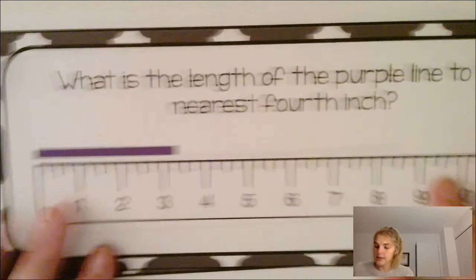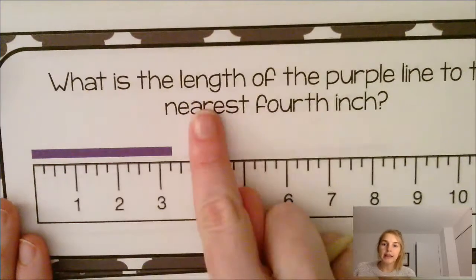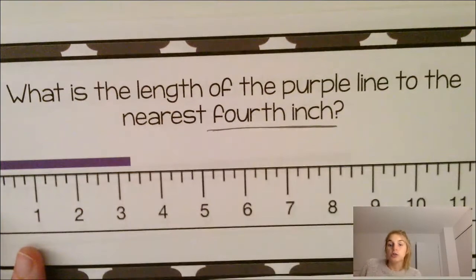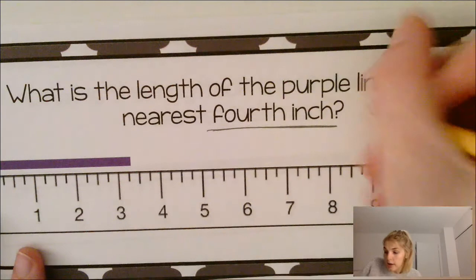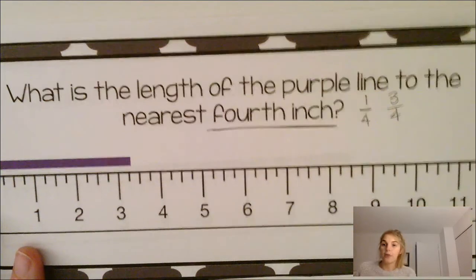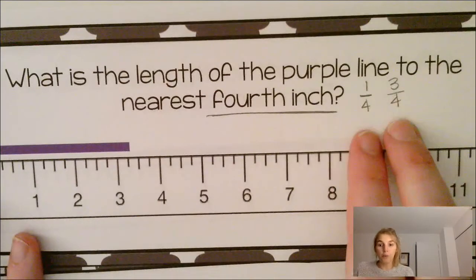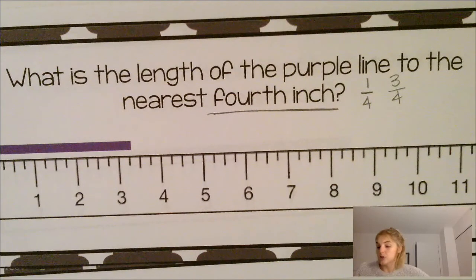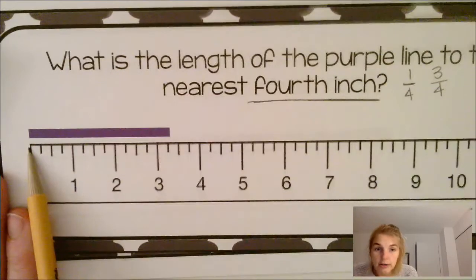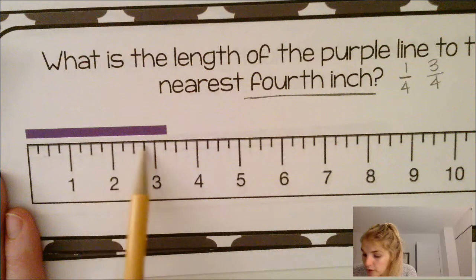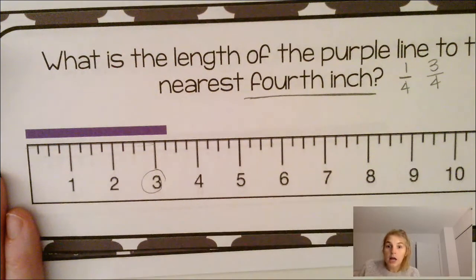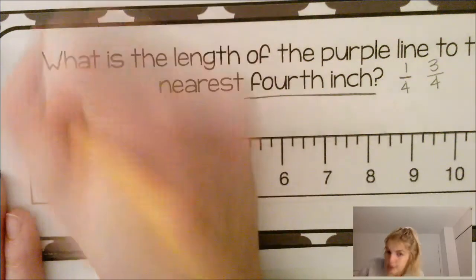Now let's see what this one says. It says, what is the length of the purple line to the nearest 4th inch? So remember, 1/4 of an inch is talking about the 1/4 or the 3/4, because both of those denominators have 4s. They're both in the 1/4 of an inch. So let's see here. I'm going to make sure it starts at the 0. It does. And I look to find the nearest whole number it's near. So I see it's between 3 and 4. It's not quite at 4 yet, so I know the nearest whole number is 3.